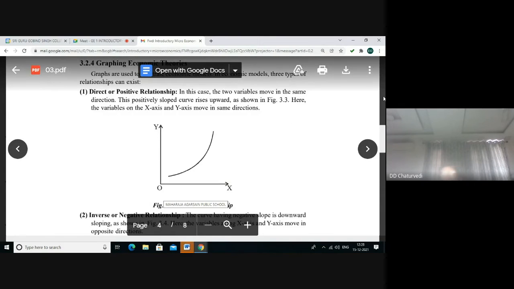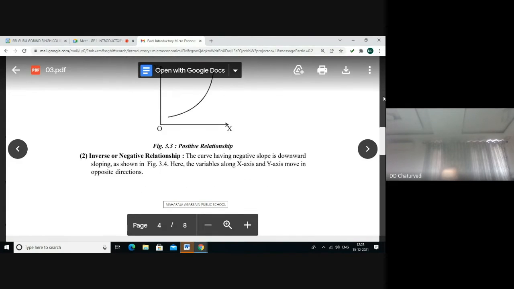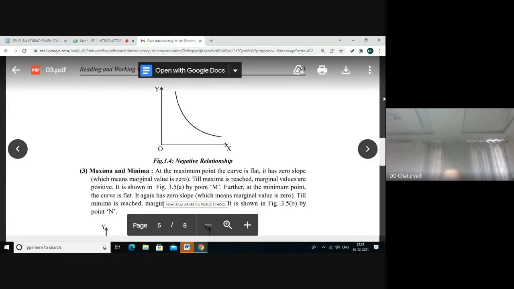Price of the commodity and quantity supplied is one such example. Number of units of variable factors and output is another example. Output and cost is yet another example. Then there is inverse or negative relationship. The curve having negative slope is downward sloping as shown in figure 3.4. Here the variables along the two axes move in opposite directions.